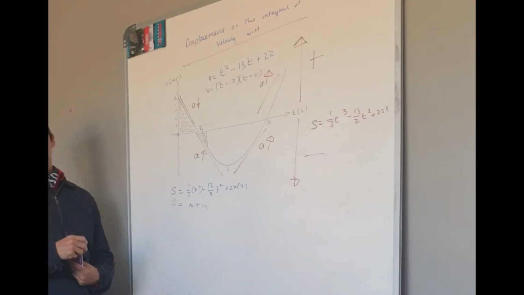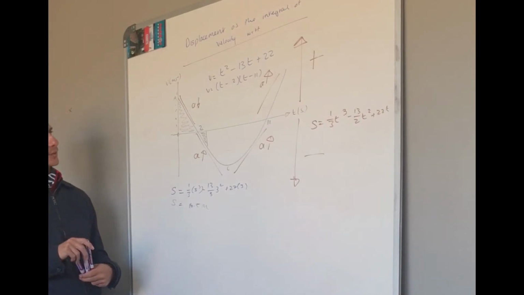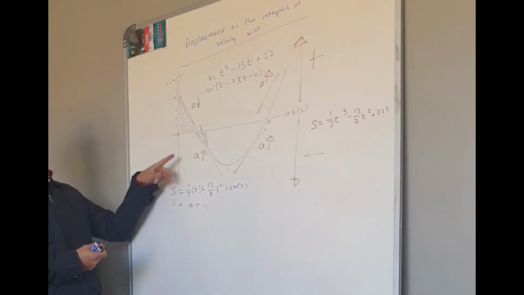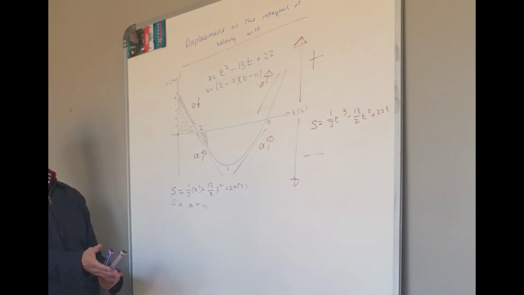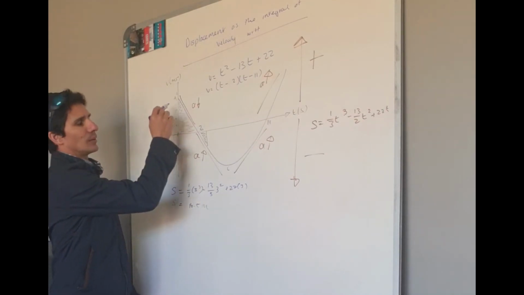If I wanted to find out the distance that I've traveled to get there, how would I do that? How would I find the distance I've traveled? Remember, this function doesn't give me distance. It gives me displacement. It just tells me a position from where I started.